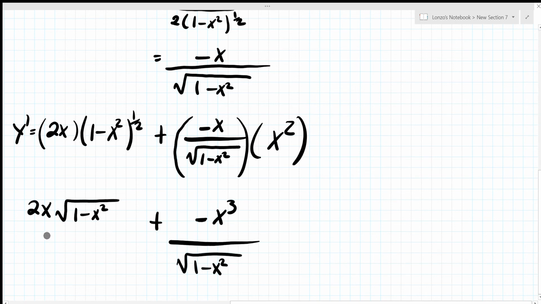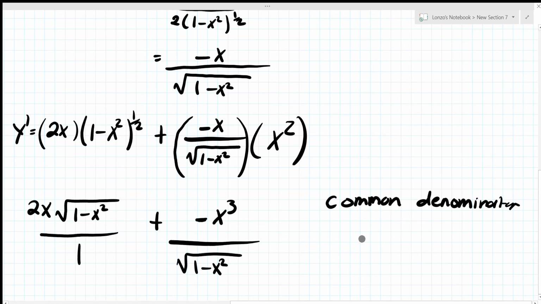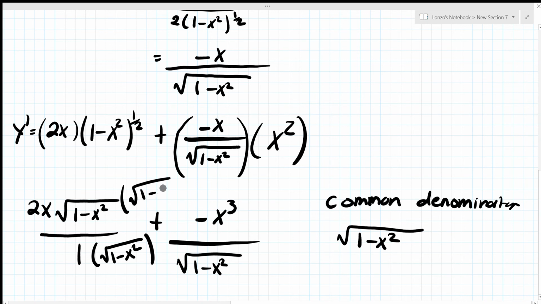So there's a 1 here. So what is my common denominator? Because we're adding fractions, right? What is my common denominator? My common denominator is square root of 1 minus x squared. So over here I don't have to do anything, but over here I have to multiply top and bottom by square root of 1 minus x squared.